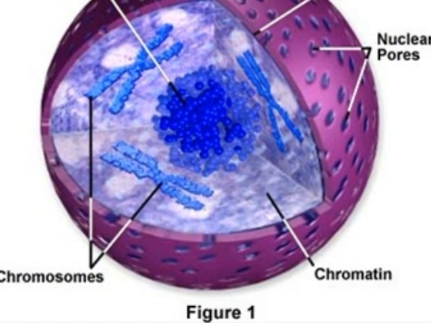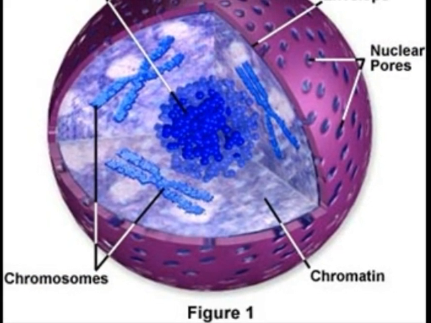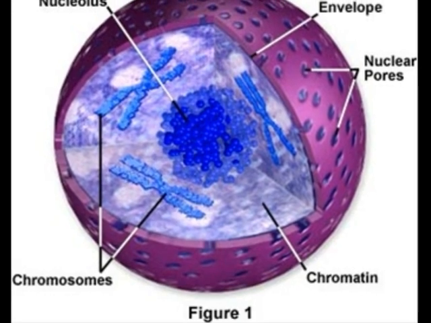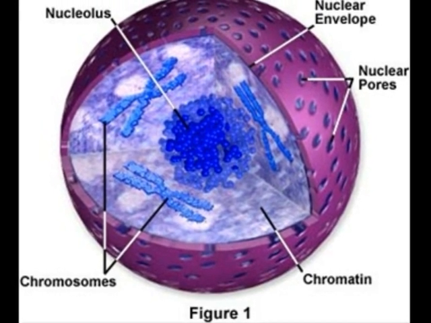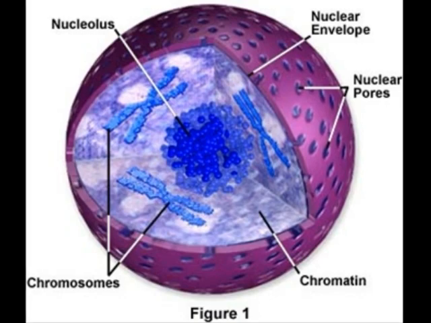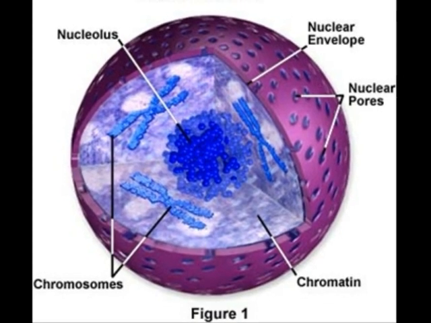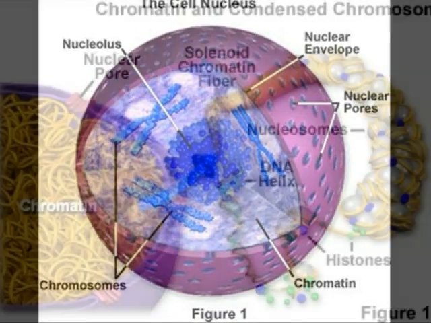Now it's time for the nucleus. It controls all of the cell's activities. It also stores the cell's DNA. This DNA is stored as chromatin, which is unwound DNA being used by the cell.